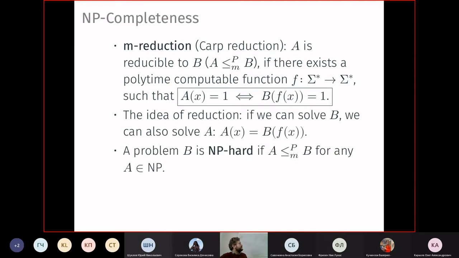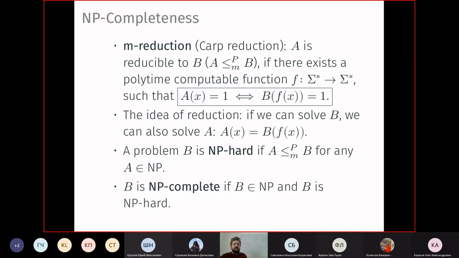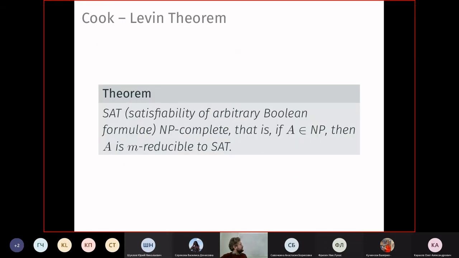for B. A problem is NP-hard if any NP problem is reducible to it. NP-complete problems are NP-hard problems which belong to NP themselves. NP-hard problems could be harder than NP. They could be even undecidable, for example. But NP-complete problems are in NP, and they are the most complicated from the NP class. And if P is not equal to NP, which is highly likely but not yet proved, then we know that an NP-complete problem cannot be polynomially solvable, because otherwise all other NP problems are also polynomially solvable.